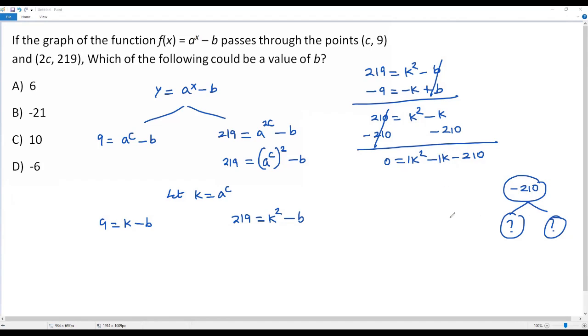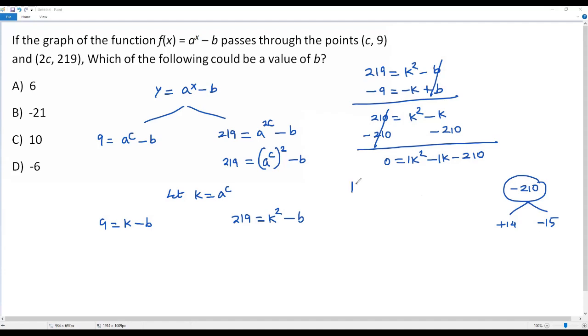In this case, it's negative 1. I think positive 14 and negative 15 will work. So by experience, I am getting these two factors. When I multiply positive 14 and negative 15, I am getting negative 210. When I add them, I am getting negative 1, which is the coefficient of k over here.